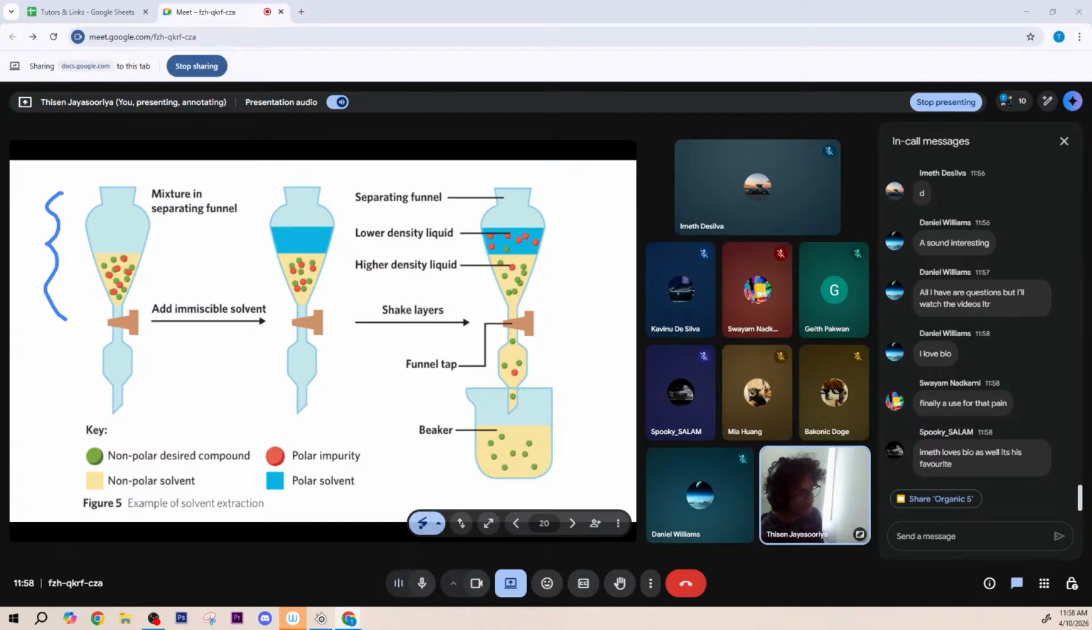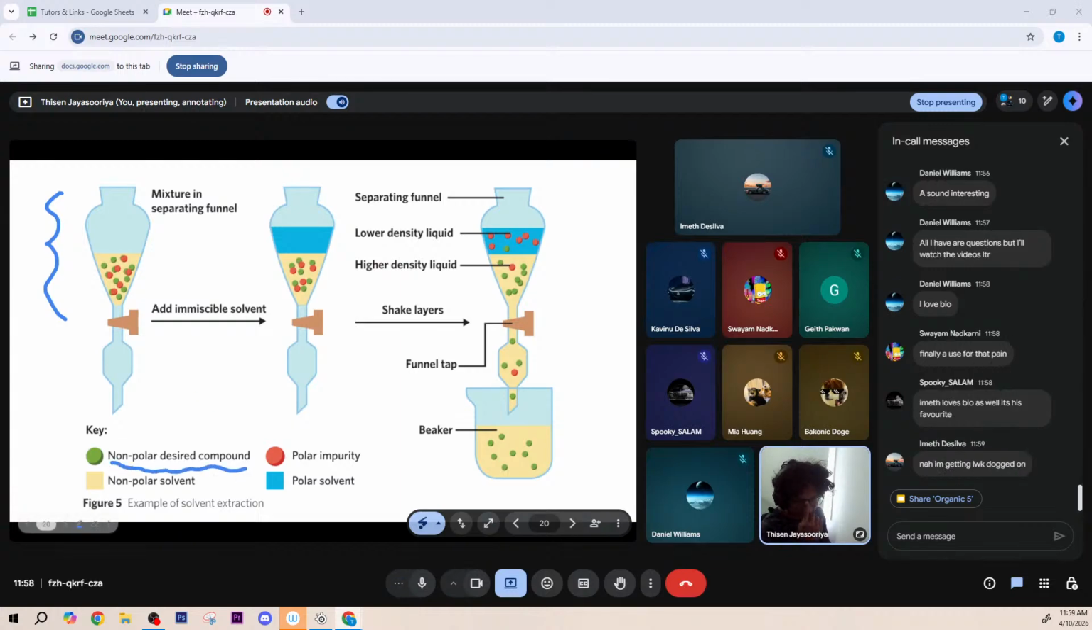Essentially, what we're doing here is we're trying to separate everything. So here, what we want is the nonpolar molecule, and we're using the same idea from chromatography. So here we have the nonpolar solvent. In this nonpolar solvent, we have a bunch of polar molecules and nonpolar molecules, and we want to remove these nonpolar impurities.